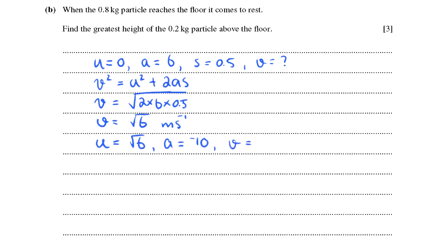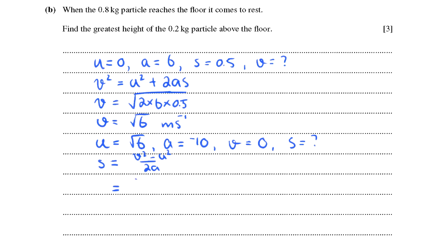The final velocity is when it comes to rest. It's going to be 0, and we're interested in the distance, in this case displacement, that it traveled. So we need a formula that uses V, U, A, and S. It's the same formula again, but this time we're interested in S. Let's rearrange the formula. We're going to get S is equal to V squared minus U squared, divided by 2A.